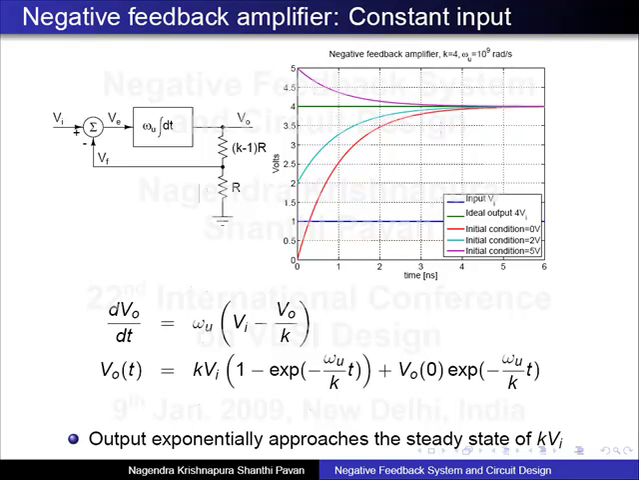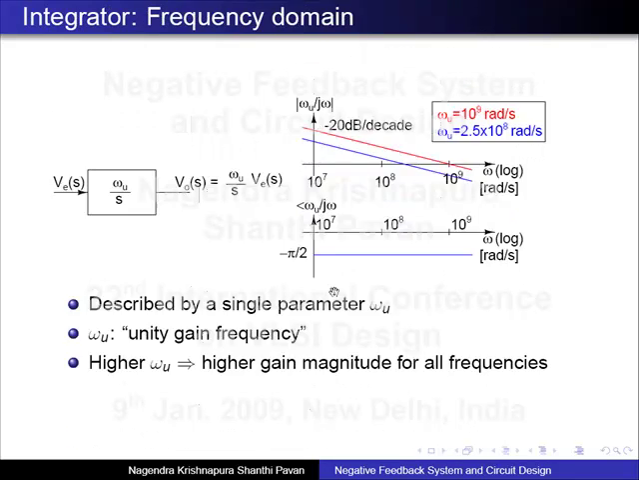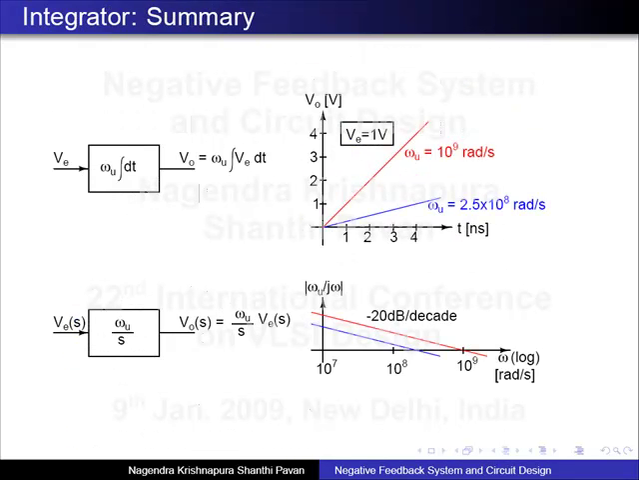No, it's a constant. No, Vi is not changing. Vi is the constant 1 volt. VO is changing. That's all. So this is a quick summary of the integrator in time and frequency domains. It's faster in the time domain and a higher gain in the frequency domain. Okay.